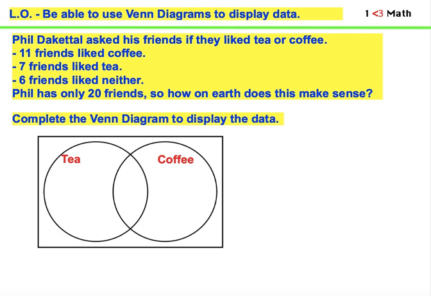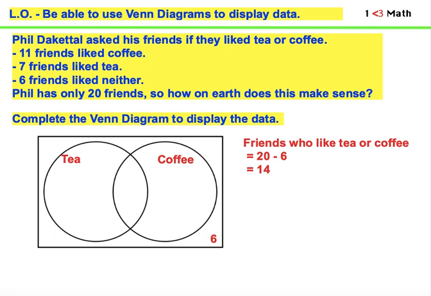So, the first thing we're going to do here is identify the 6 people who like neither, and I'm going to put them on the Venn diagram outside of the 2 circles because they don't like tea or coffee. Now, we need to figure out how many people in total liked tea or coffee or both. So that's going to be 20 take away 6, and that gives us 14 people. So there's 14 of Phil Dakettel's friends who liked tea or coffee or both.